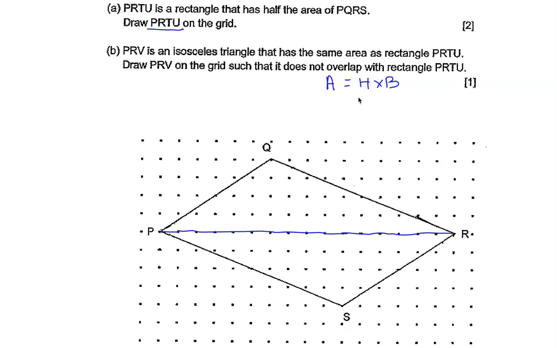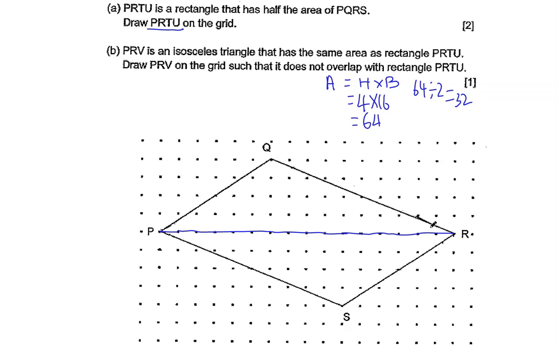The base is 16. So we know that 16, and the height of the parallelogram is here. So we have 1, 2, 3, 4. So 4 times 16, we will get 64, correct? And you're supposed to draw half the area. So half would be 64 divided by 2, which is 32.